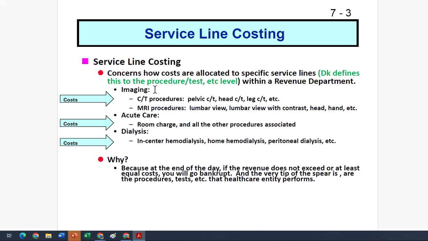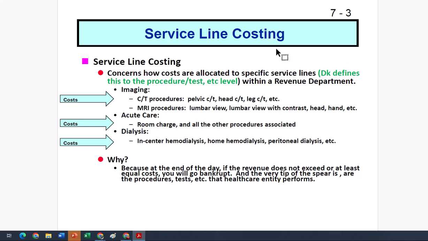Acute care may just be a room charge, a day in the ICU, a day in cardiac unit. Dialysis could be a dialysis treatment in center, home, etc. And again, we're trying to price these services because at the end of the day, your revenue has to exceed your expenses, right?